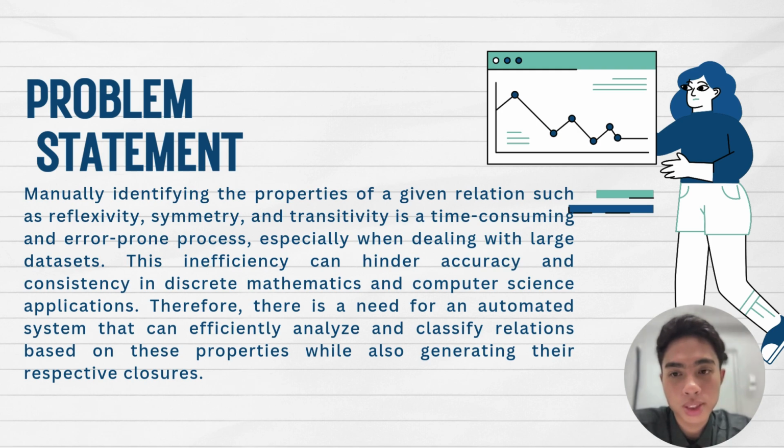Problem statement. For this question, we need to manually identify the properties of a given relation such as reflexivity, symmetry, and transitivity. It is a time-consuming and error-prone process, especially when dealing with large dataset. This inefficiency can hinder accuracy and consistency in discrete mathematics and computer science application. Therefore, there is a need for an automated system that can efficiently analyze and classify relations based on these properties while also generating their respective closure.